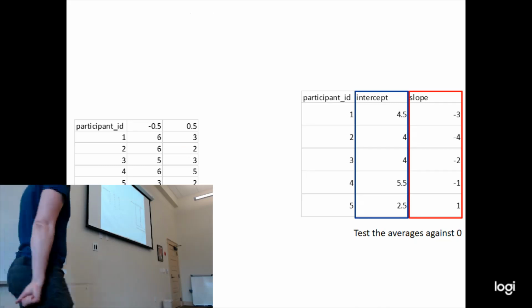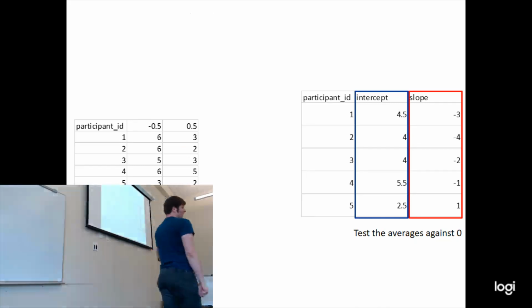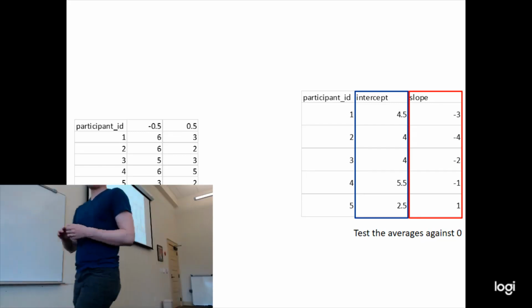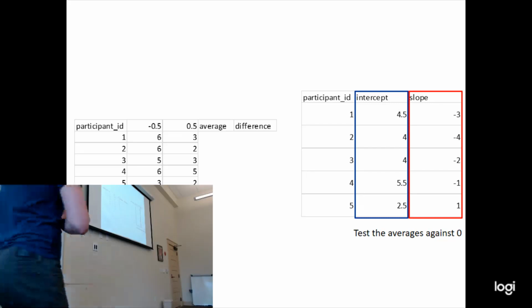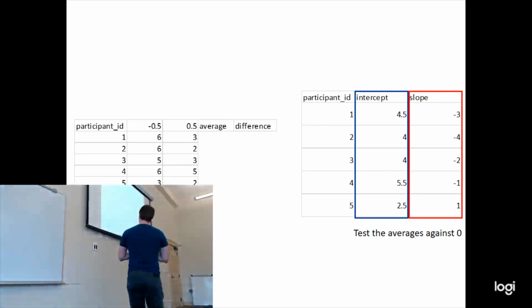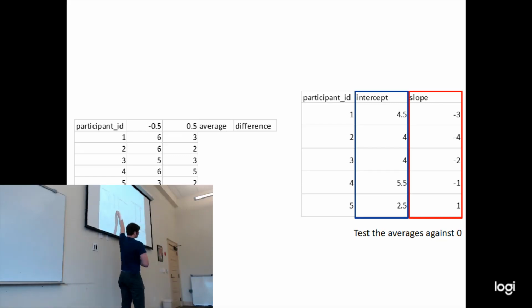I'm going to focus on this restructured data set because we can use it to accomplish the same kind of analysis that we did on Monday. So let's just, for the sake of argument, say that I want to create some new columns to the right of minus 0.5 and positive 0.5. One of them is going to be the average of each of these two values, and one of them is going to be the difference of these two values.